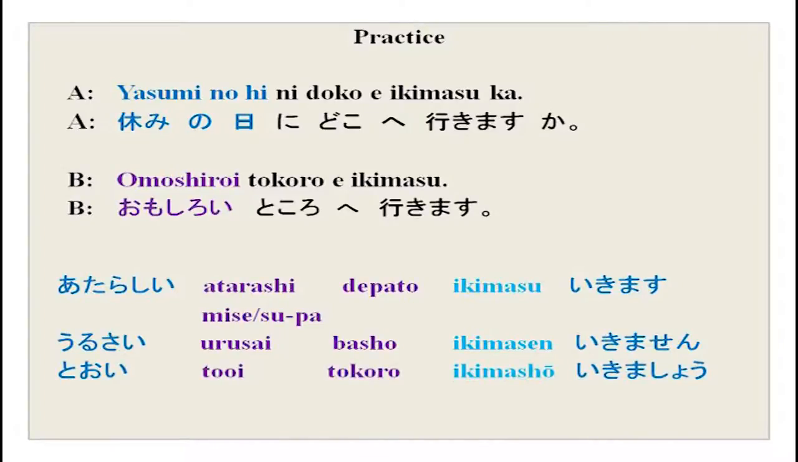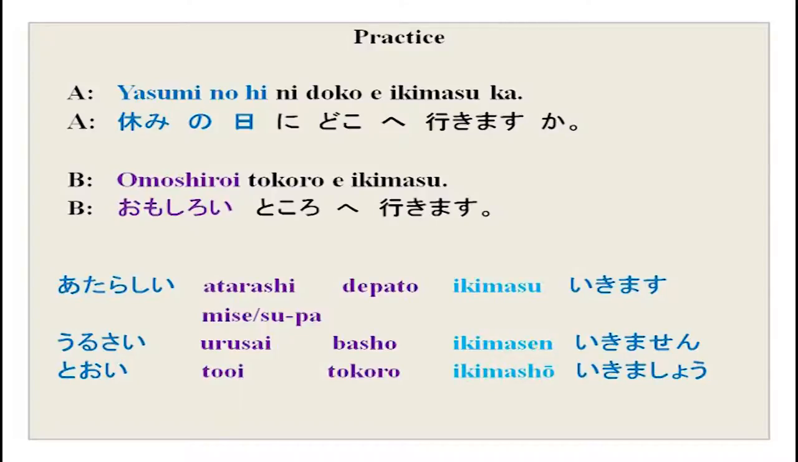Toi, far. So you can replace omoshiroi here with atarashi, urusai, or toi, or any other adjective, and then you can put whatever you want for tokoro. You could place mise, school, gakko, that is, toshokan, anything. So yasumi no hi ni doko e ikimasu ka? Atarashi depato e ikimasu. Urusai basho e ikimasen. So you would not want to go to a place which is very noisy and crowded. So urusai basho e ikimasen.